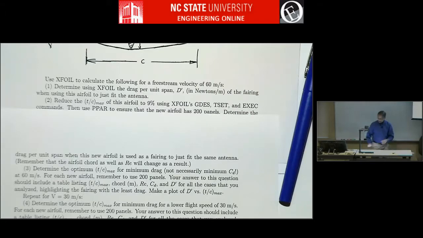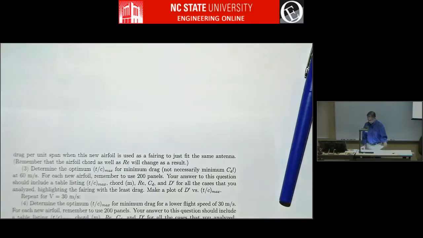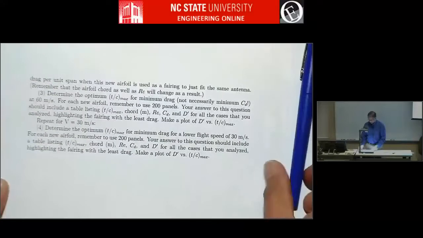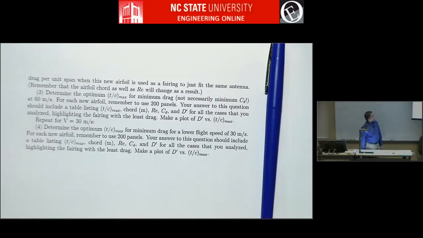Okay, so this is a confusing thing, and there are two or three ways of doing this problem, and depending on how you do it, it's not necessarily the minimum CD. So you create a table of different T over C max and the total drag, and make a plot and find the best T over C max.